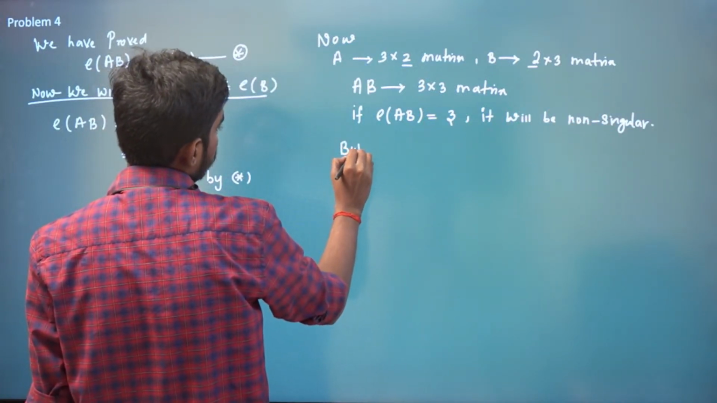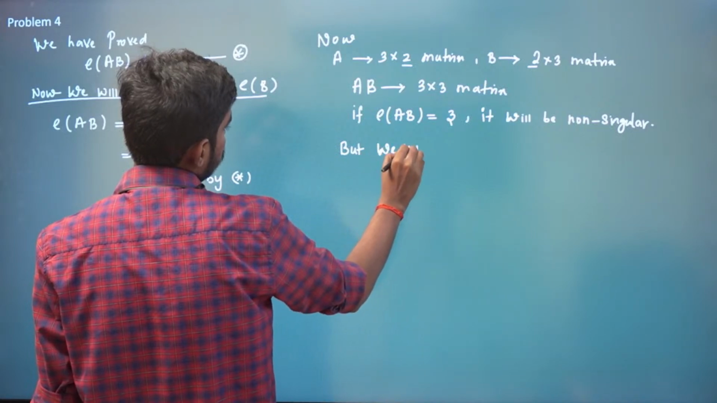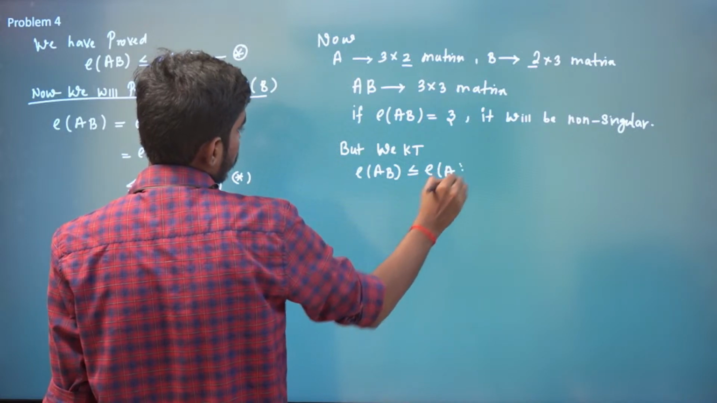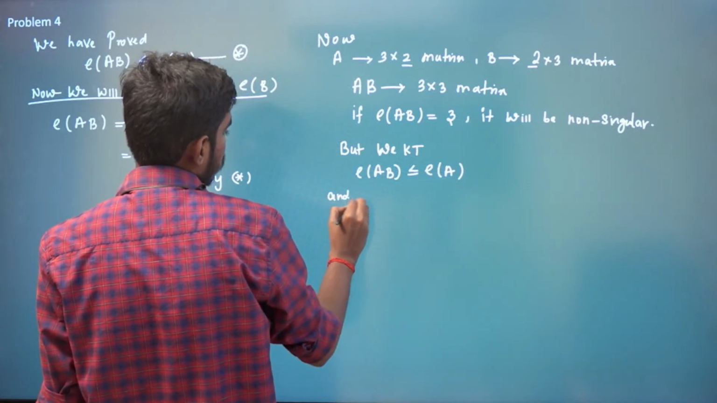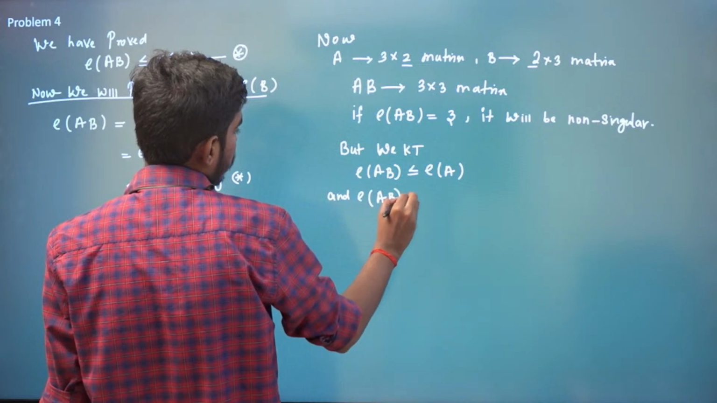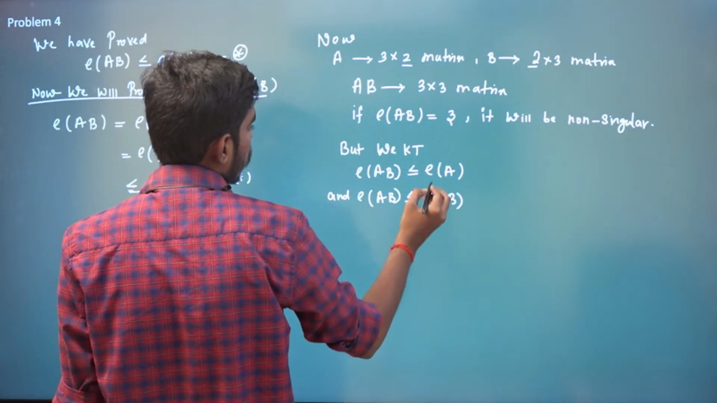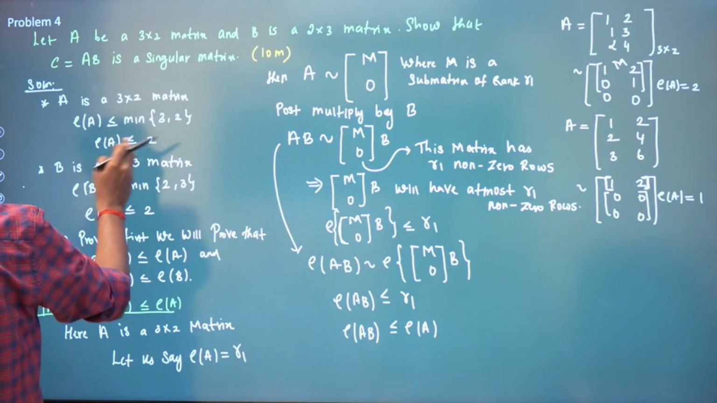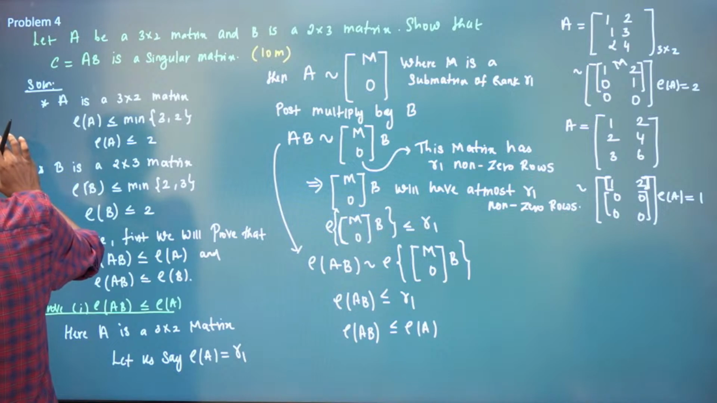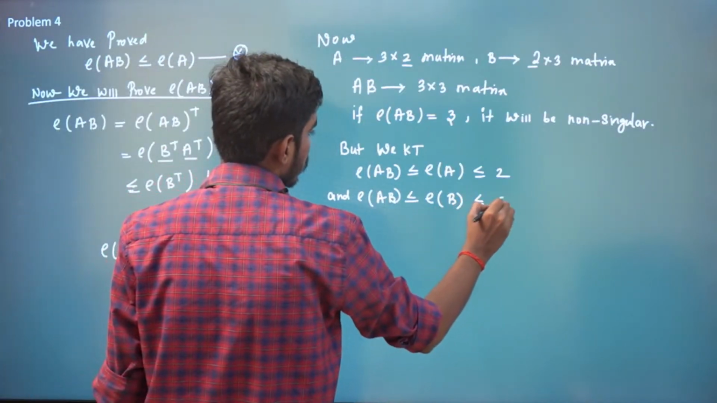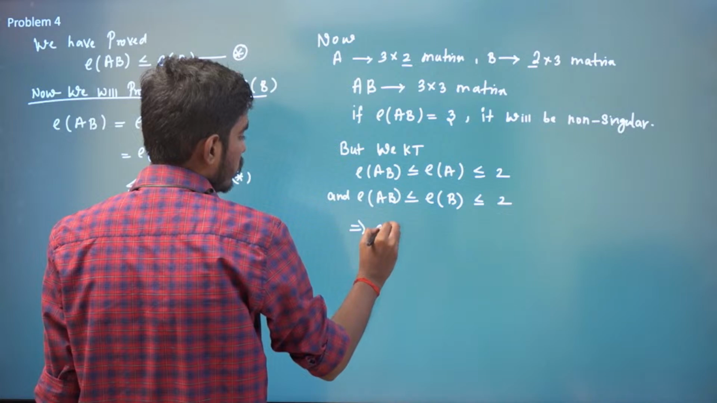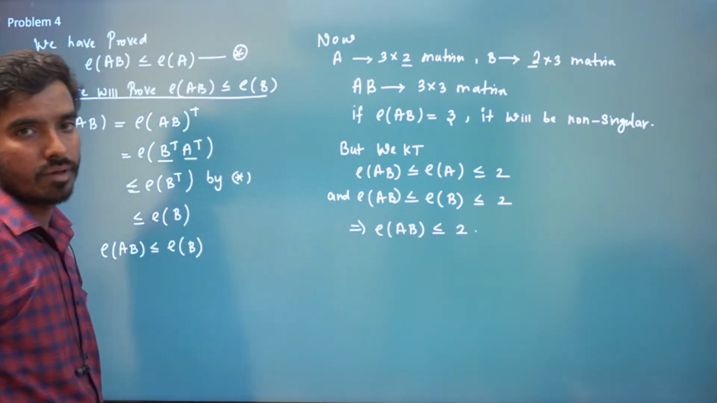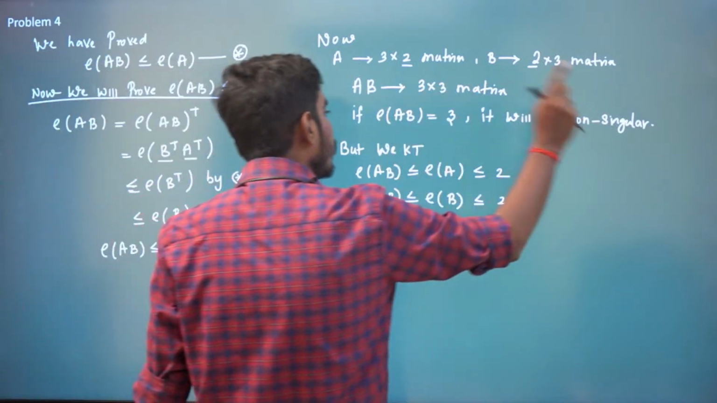But we know rank of AB is always less than or equal to rank of A, and rank of AB is always less than or equal to rank of B. Now rank of A is less than or equal to 2, and rank of B is less than or equal to 2 again. That means can I conclude rank of AB is always less than or equal to 2? If rank of AB is 3, it will be non-singular.